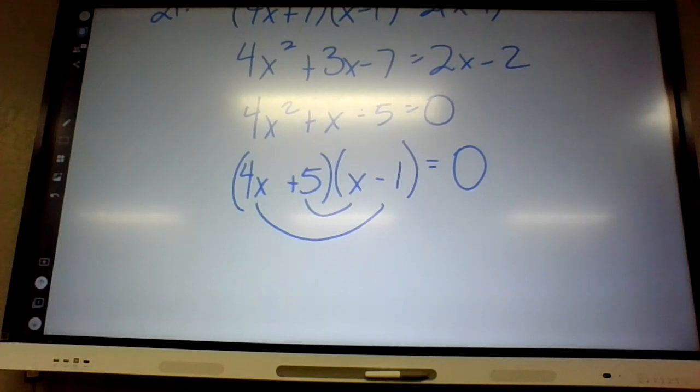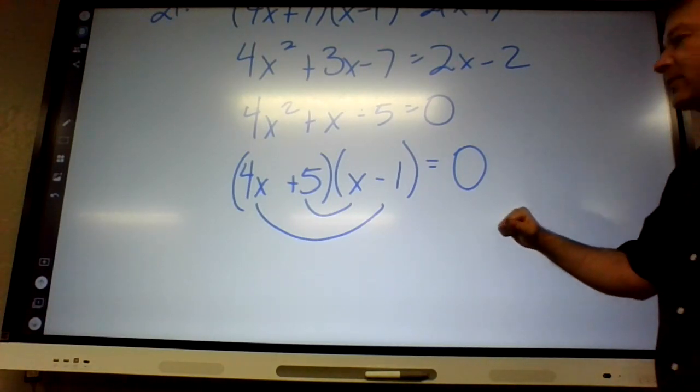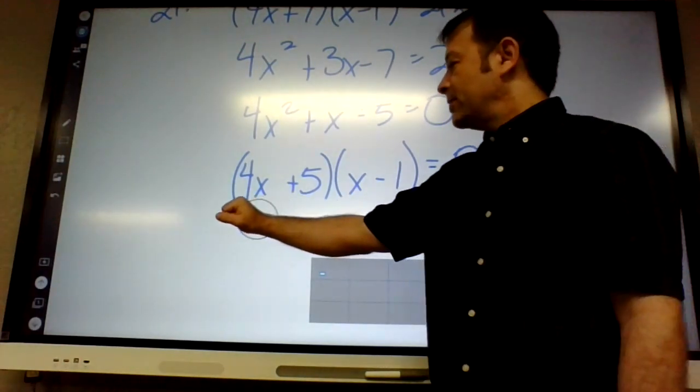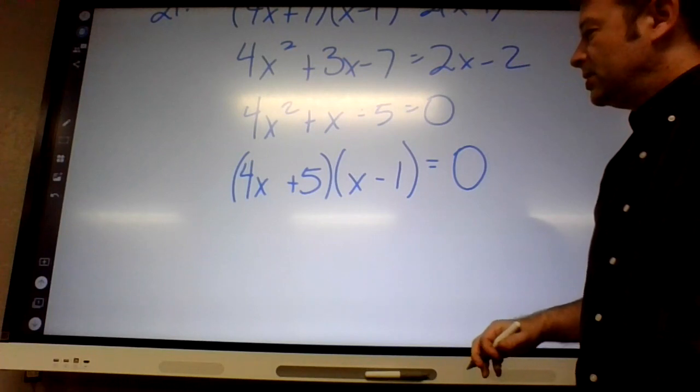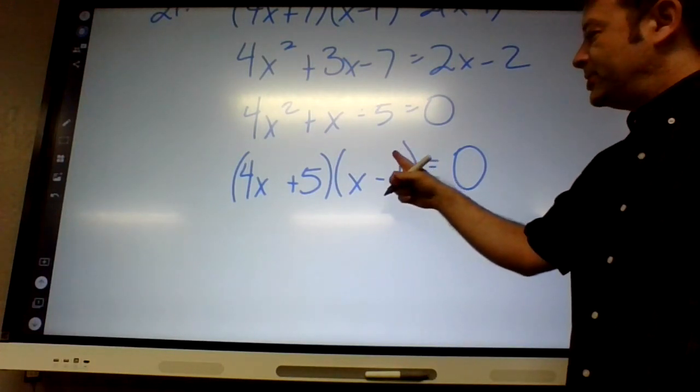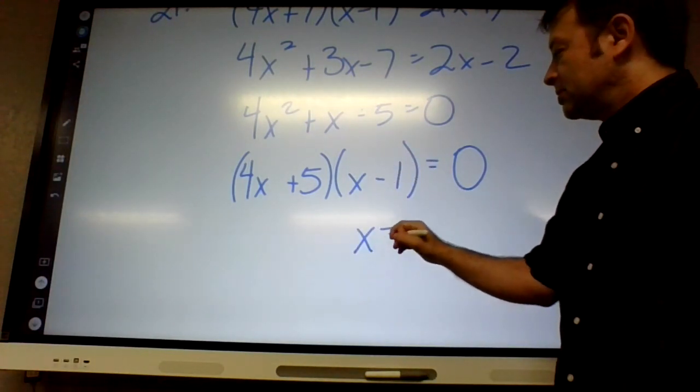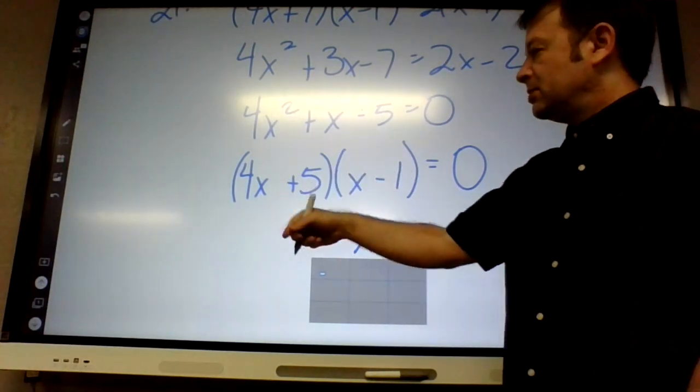Okay, now if you didn't think you'd get that very easily, you could just still use quadratic. Quadratic always works. So, you guys remember this from yesterday? What would the two answers be? 1 and negative 5/4.